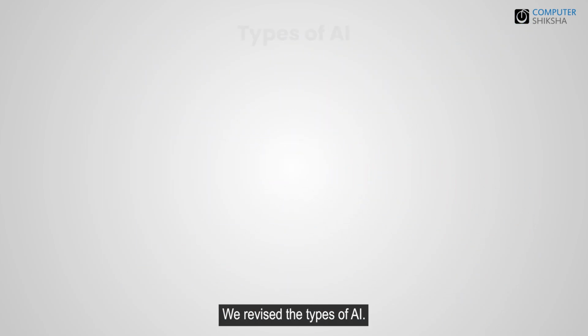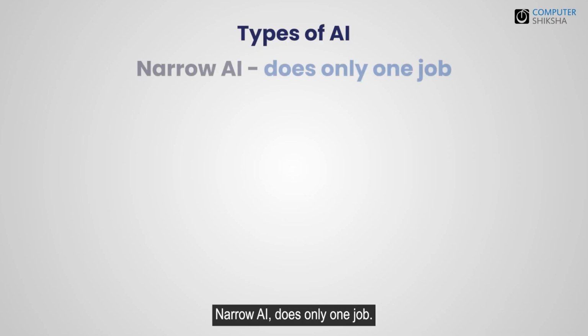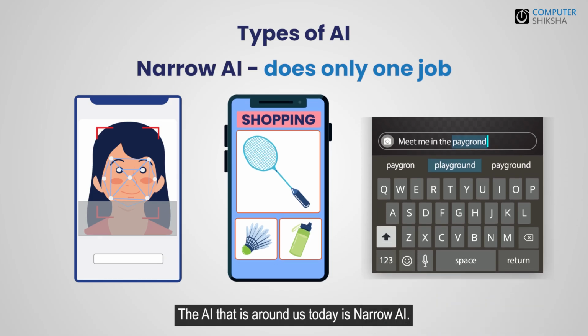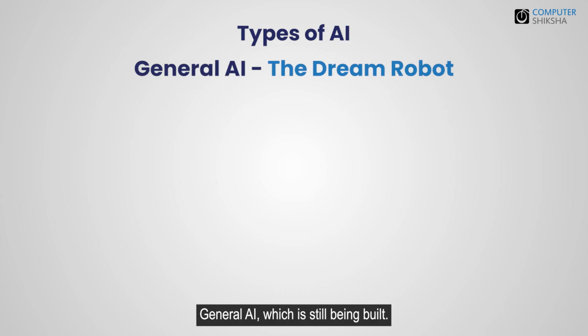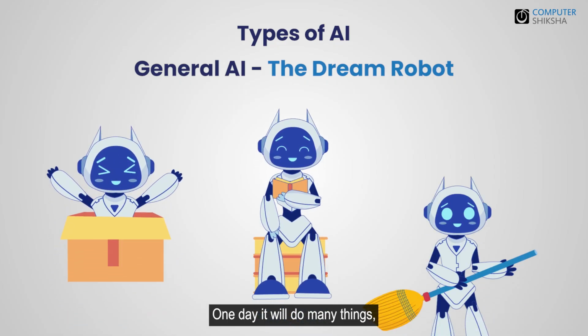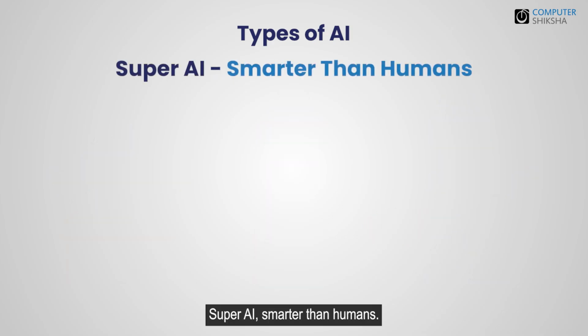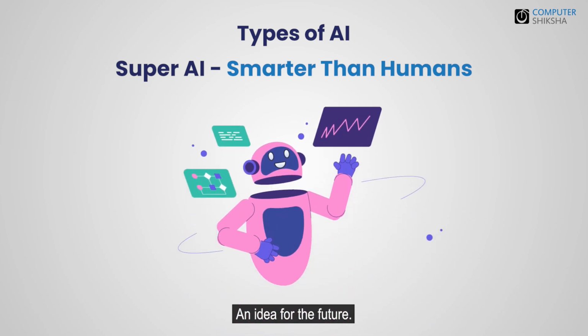We revised the types of AI. Narrow AI does only one job. The AI that is around us today is narrow AI. General AI, which is still being built. One day it will do many things, just like humans. Super AI, smarter than humans, an idea for the future. It is not real yet.